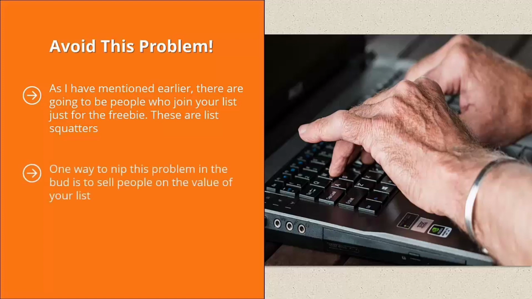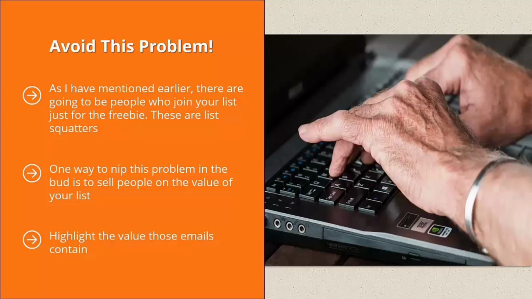One way to nip this problem in the bud is to sell people on the value of your list. While your squeeze page should do a good job selling the value of your incentive, you should also talk about what they would get in the email updates you'll be sending them. You should be clear that once they join, they will be receiving emails. Highlight the value those emails contain. Otherwise, when people start receiving emails, they would either unsubscribe or, worse yet, they won't unsubscribe. They would just take up space on your email roster.